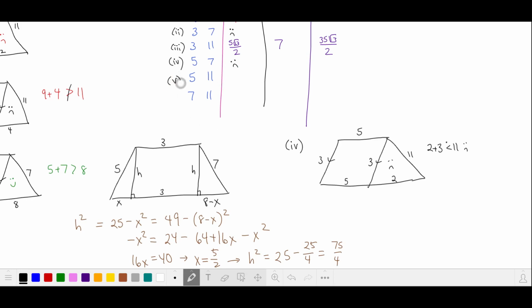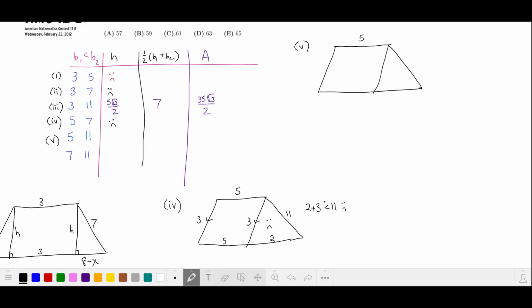Let's go on to the 5th pair. Bases are 5 and 11. The length of this side of the triangle is 6, which leaves 3 and 7 for the 2 legs. And here we have that the sum of the 2 shorter sides, 3 and 6, is greater than 7. So triangle inequality is satisfied. This is a valid trapezoid.